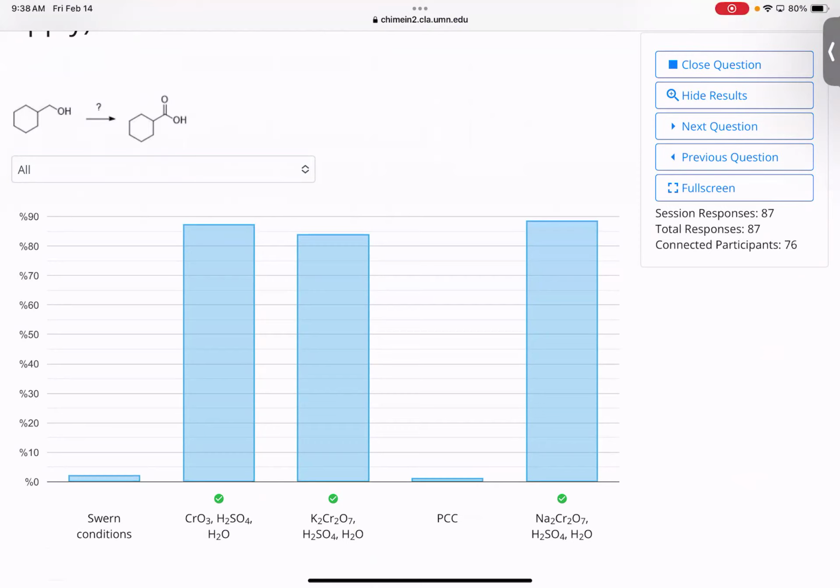All right, and then the second chime-in question. So this was chime-in 1. Chime-in 2 was asking us that we needed strong oxidants with chromium 6 to go all the way to the carboxylic acid.